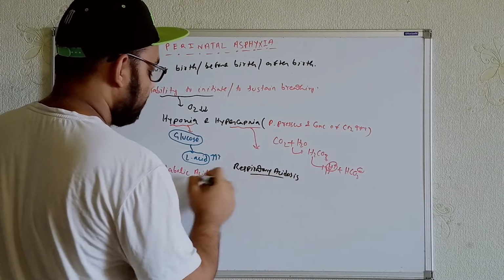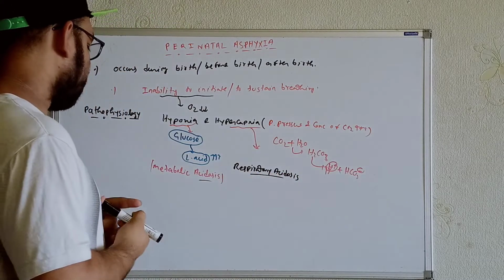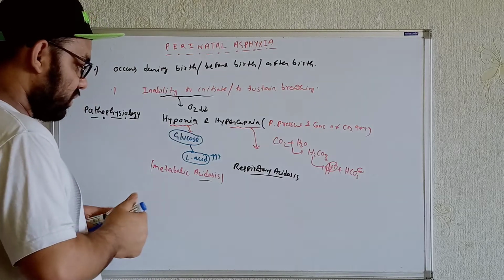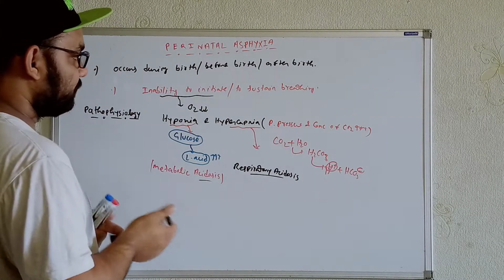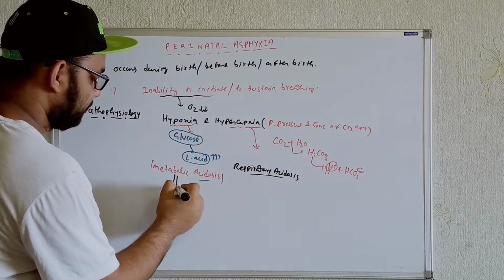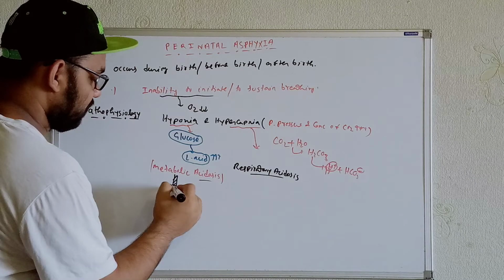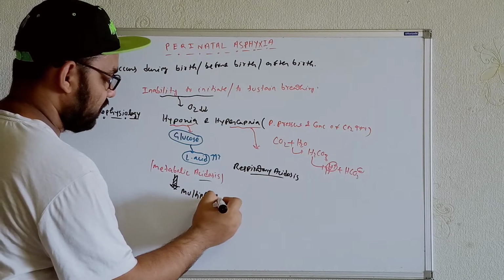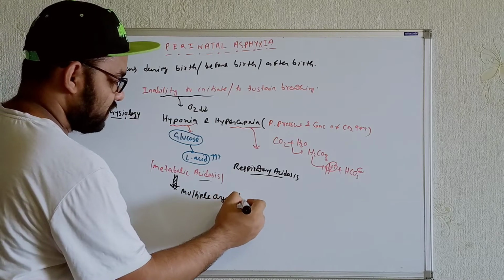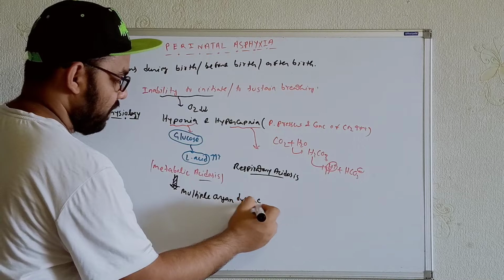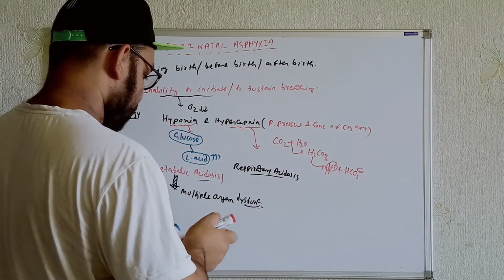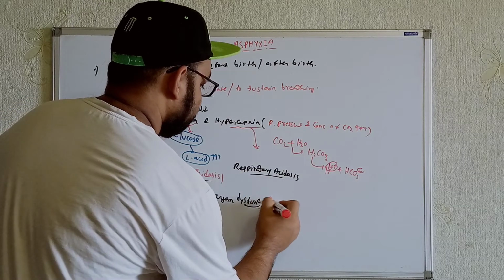Whenever you are getting this type of thing, this can cause multiple organ failure, or multiple organ dysfunction. As a result, we will get multiple organ dysfunction. And the most important organ is the brain, especially.